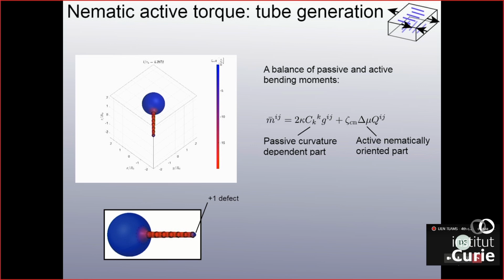And one can understand the size of this tube by looking at the expression for the torque, which has a passive term, which depends on the bending modulus, and an active term, which is oriented by the nematic field. And if one looks at this balance, one can see that the radius of the tube decreases when the magnitude of active effects is increased.